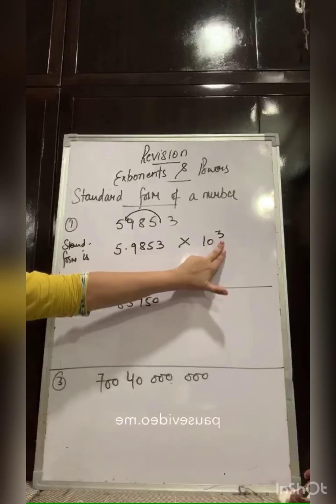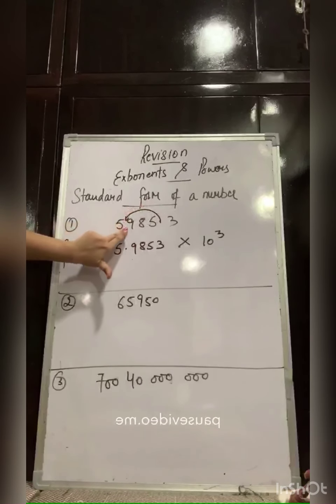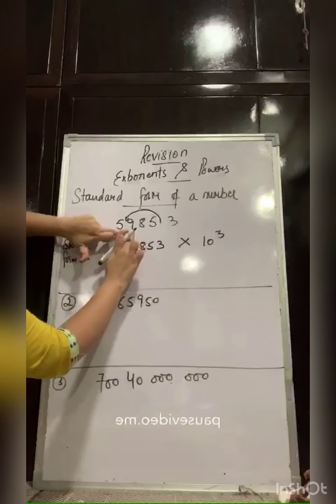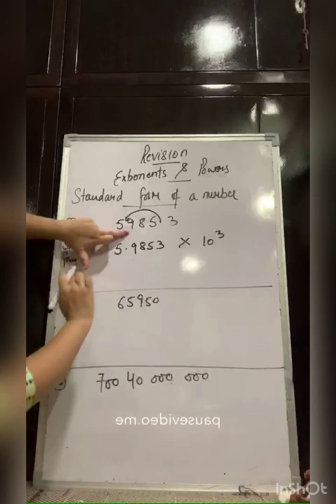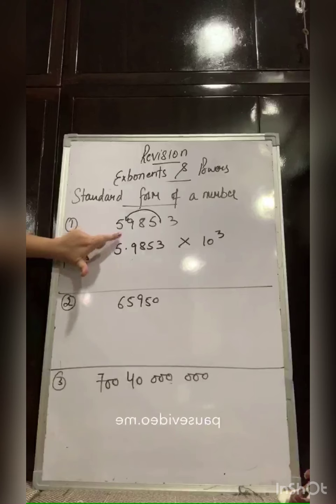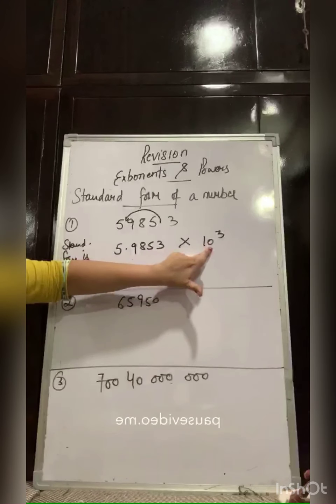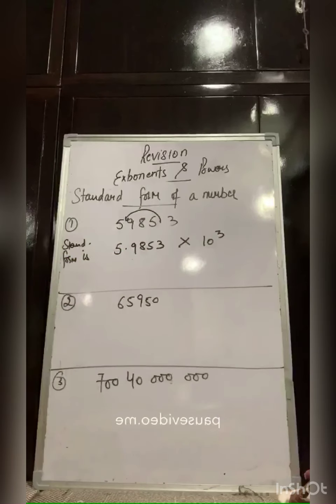Why to the power 3? Because we have shifted this decimal. How many digits? 1, 2, 3 to the left hand side. So the standard form is 5.9853 multiplied by 10 to the power 3, because we have shifted the decimal 3 digits.